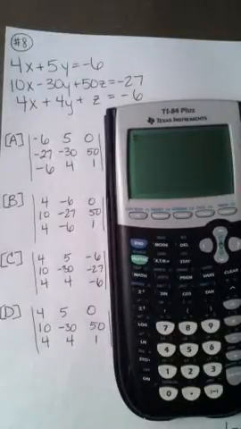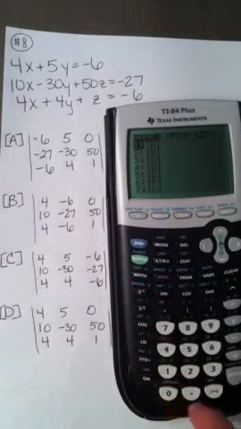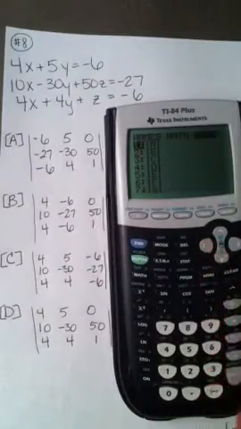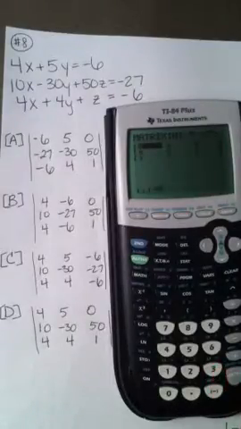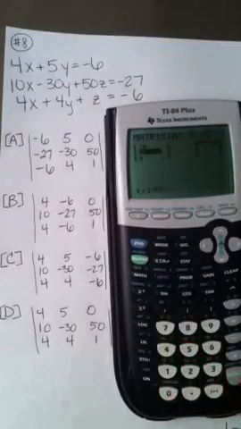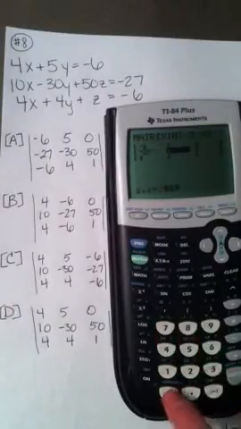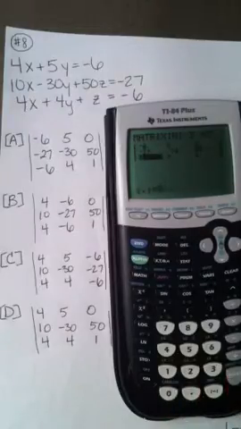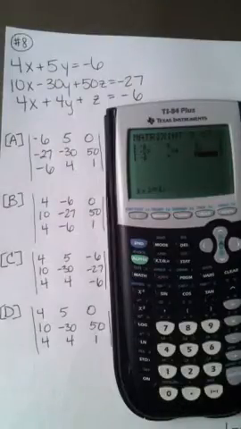So let's go ahead and enter our matrices. We're going to go second, the x with the negative 1 is our matrix options. We're going to go over to edit the first matrix. We do 3, enter, 3, enter, because it's a 3 by 3 matrix. Then we're going to enter the numbers in rows. So negative 6, enter, 5, enter, 0, enter, followed by negative 27, negative 30, and 50 for the next row. Then negative 6, 4, and 1 for our third row.